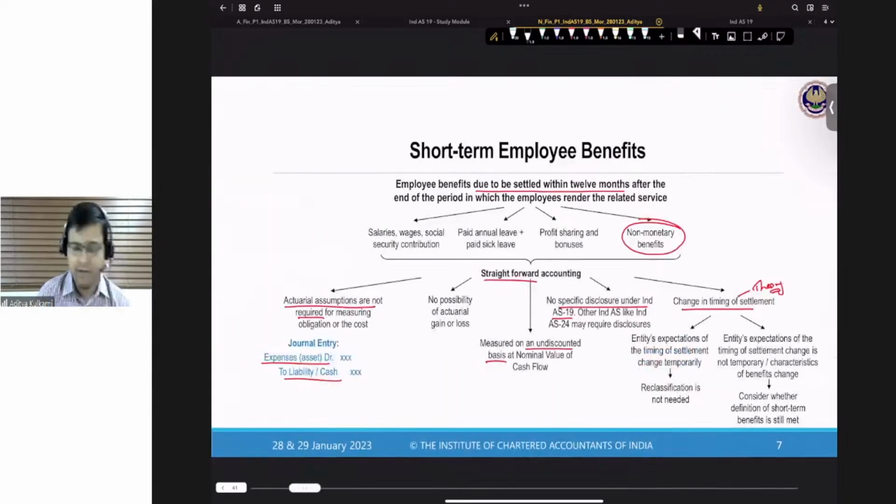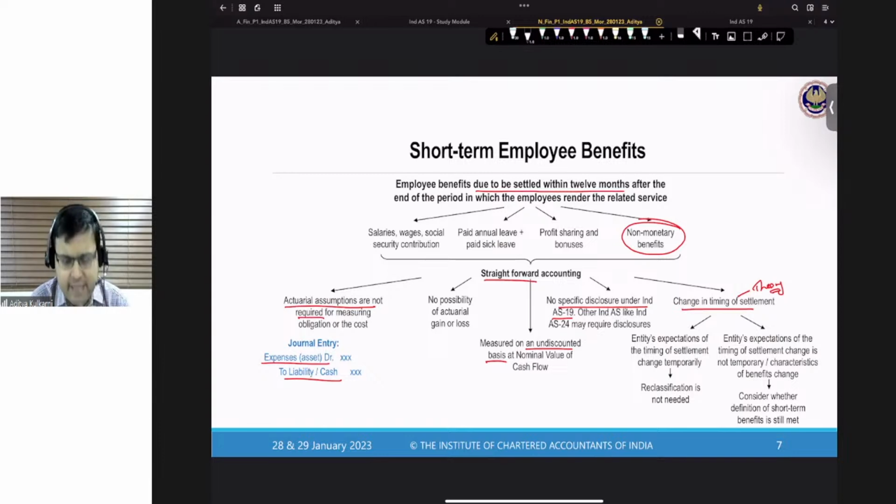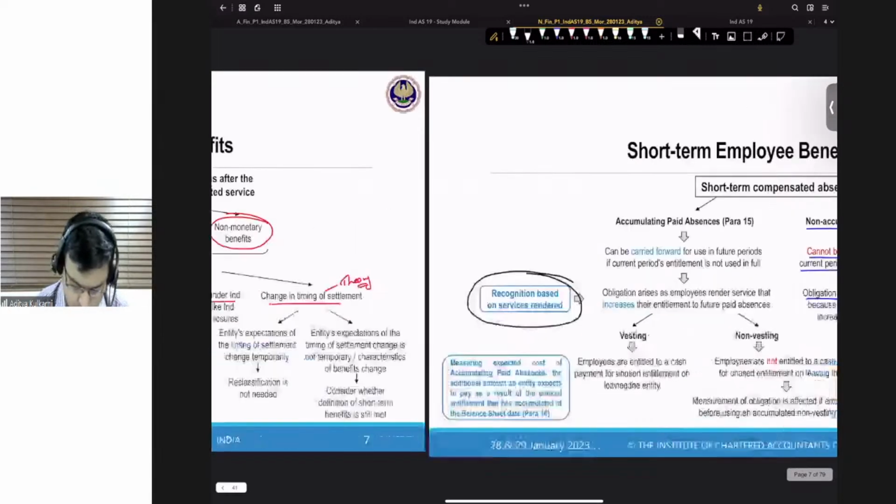When we saw short-term benefits, the accounting for this is pretty much straightforward. There is no need of any actuarial assumptions, no discounting, nothing is needed. You just have to do a straightforward accounting: expenses account debit to liability if unpaid, or to cash/bank if it is paid off. Okay, so this is the entry that you will pass. In case these employees are used for building or constructing a self-generated asset, as per Ind AS 16 or Ind AS 38 or Ind AS 40, you will end up capitalizing the cost. Otherwise it will generally go into your employee benefit expense, which goes to the profit and loss.